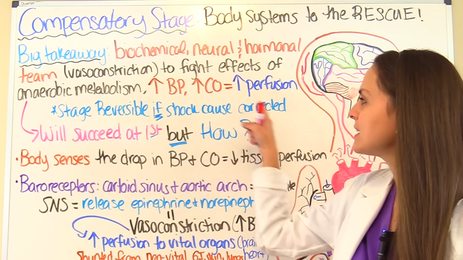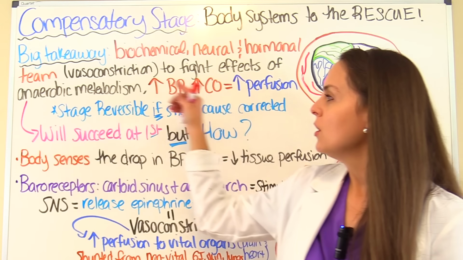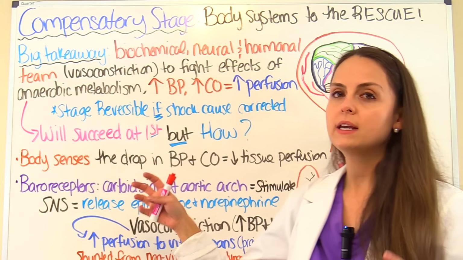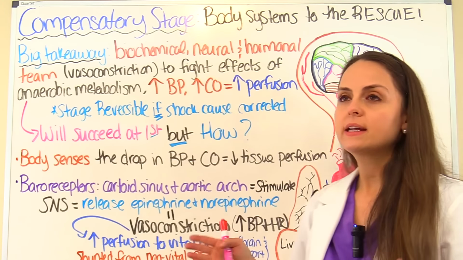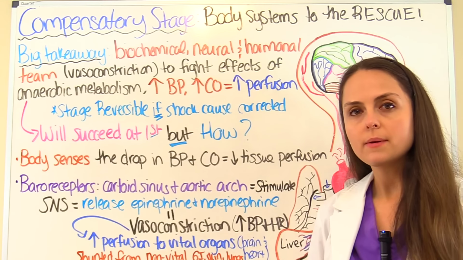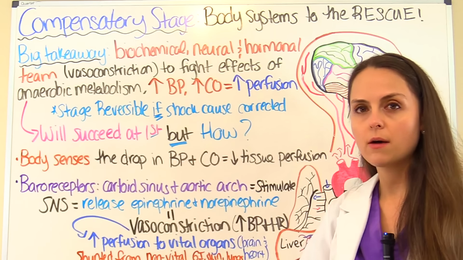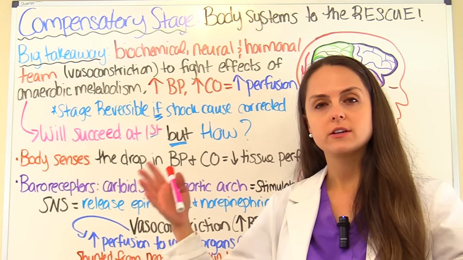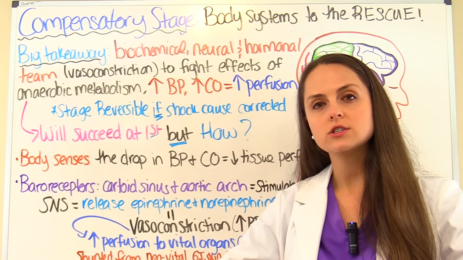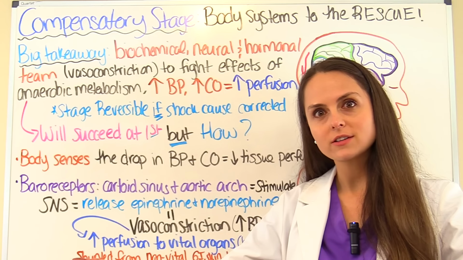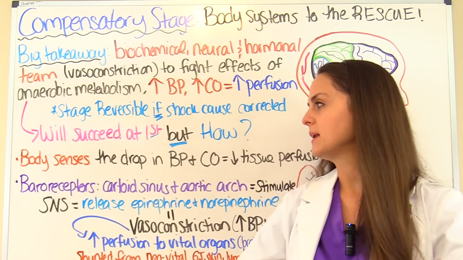But how does it compensate? Now, this is where we really want to hone in on what's going on. So what happens is that the body senses that there is a drop in blood pressure and cardiac output, and because of that, knows that there's going to be a decrease in tissue perfusion. Our cells need that oxygen to survive, and if they don't get the oxygen to survive, bad things start happening.